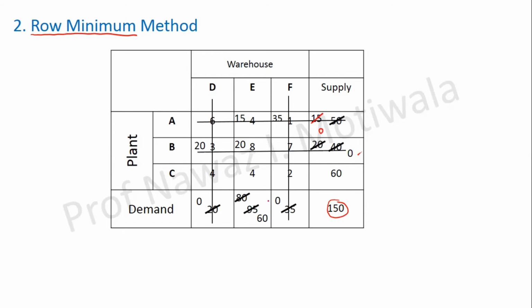So now only one thing remains, this is 4. And you can see you have balanced it. Supply is also 60, demand is also 60. So here the allocation will be 60 and everything has been gone. All the supply and demand are fulfilled.